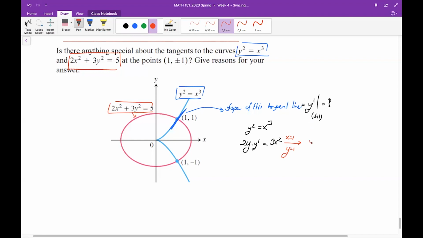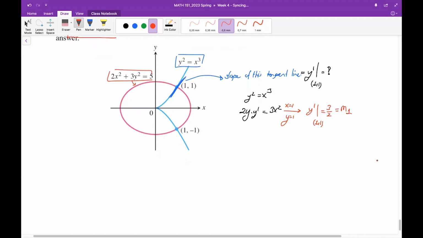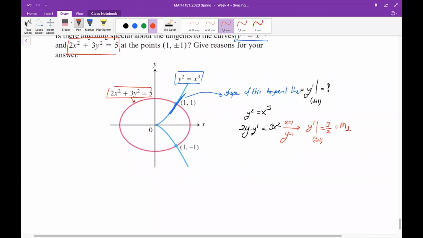If you insert this, at the given point the first derivative is evaluated as 3/2. This is the slope of the tangent line. Let's call this slope m1. We will do the same for the second one. The second curve is an ellipse, this pink ellipse. Now, at the point (1, 1), I will draw a tangent line to that ellipse. This red one is the tangent line to the ellipse at the point (1, 1). Now, I am interested in the slope of this tangent line.